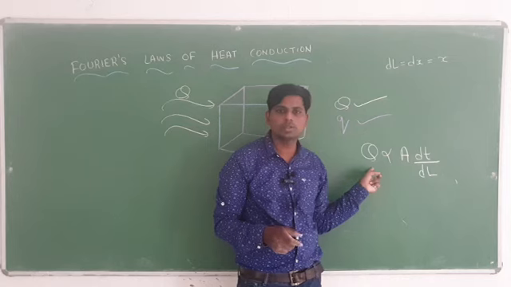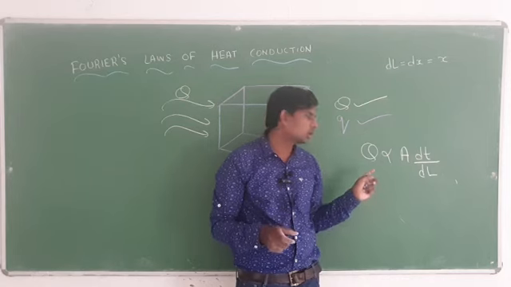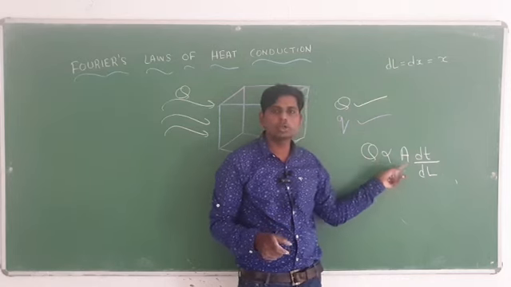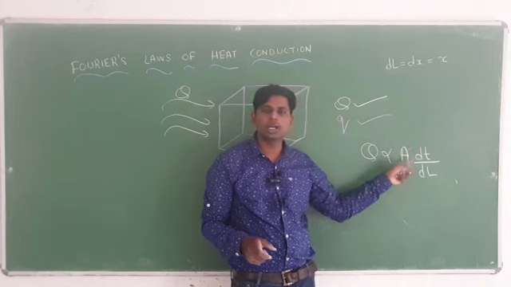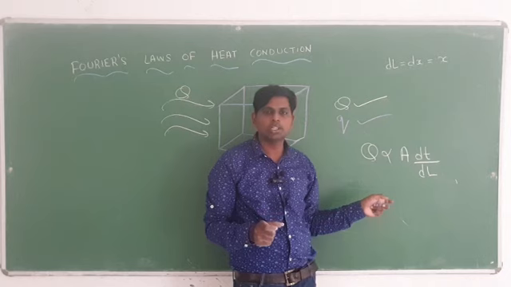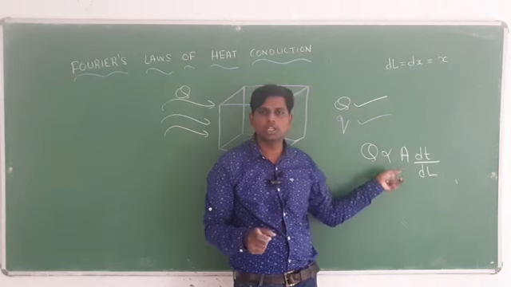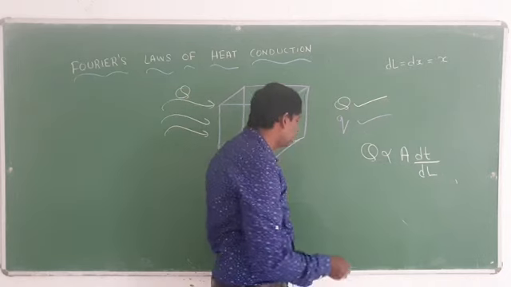Fourier's law of heat conduction: Q is directly proportional to A dT by dx. You have to remember this one. Q is directly proportional to A dT by dx, where Q stands for?